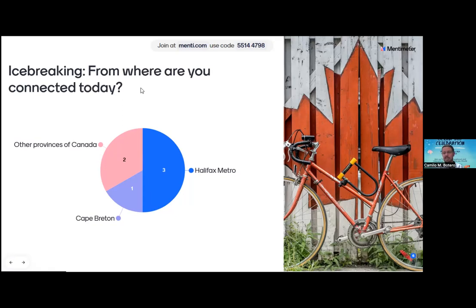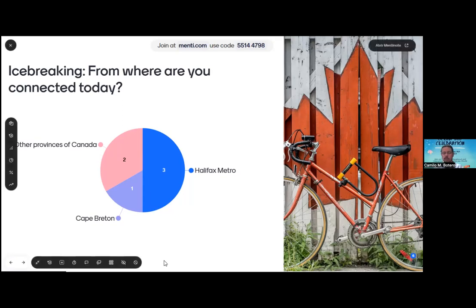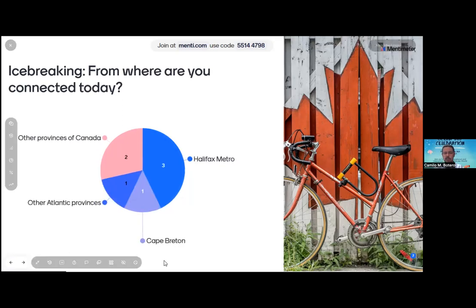Okay, let's start now. We will use exactly the same code during the whole presentation. So if you enter later, or if you can't enter now, it will be exactly the same code.